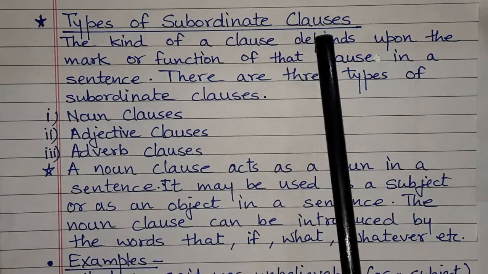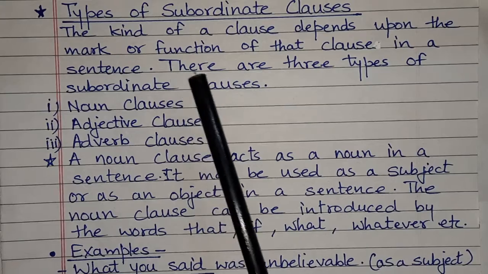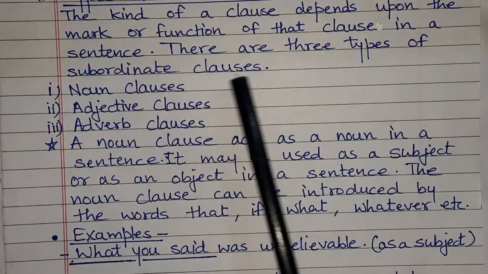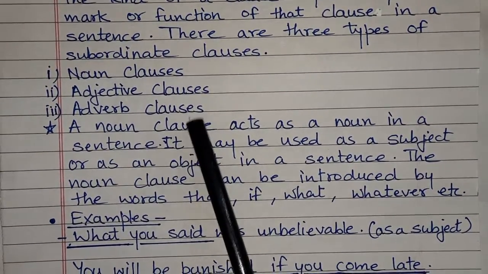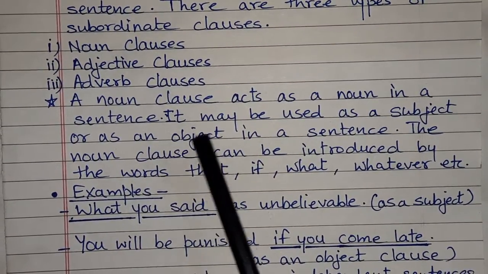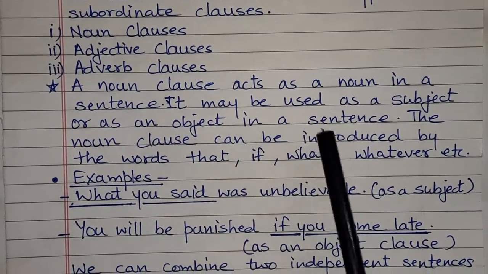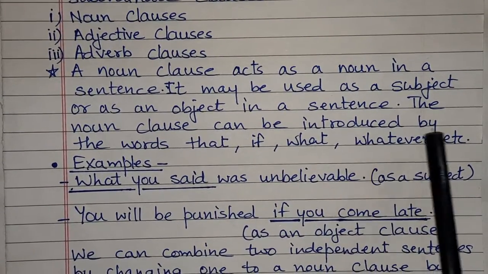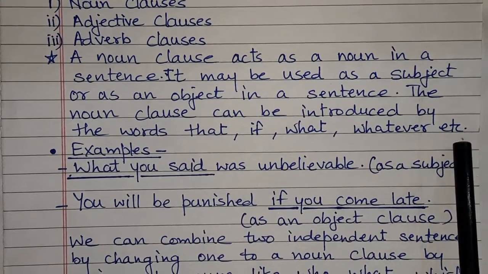Types of subordinate clauses. The kind of clause depends upon the function of that clause in a sentence. There are 3 types of subordinate clauses: noun clause, adjective clauses, and adverb clauses. A noun clause acts as a noun in a sentence. It may be used as a subject or as an object in a sentence. The noun clause can be introduced by the word that, if, what, whatever, etc.